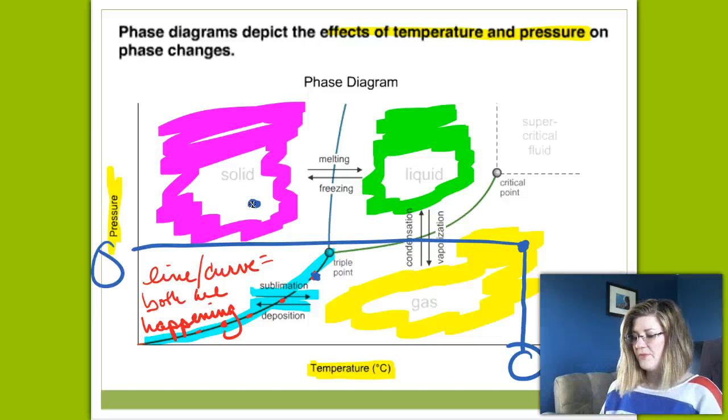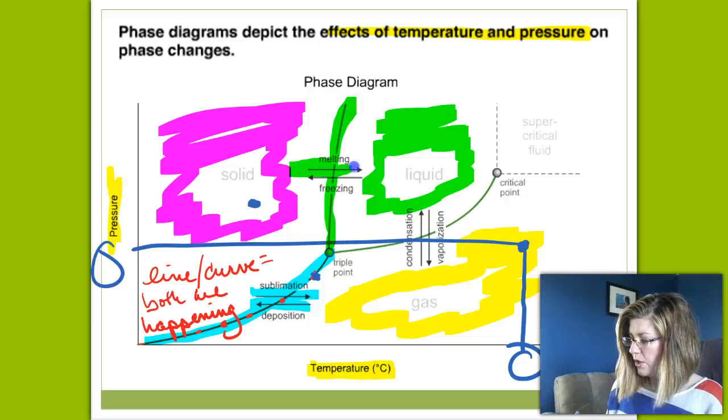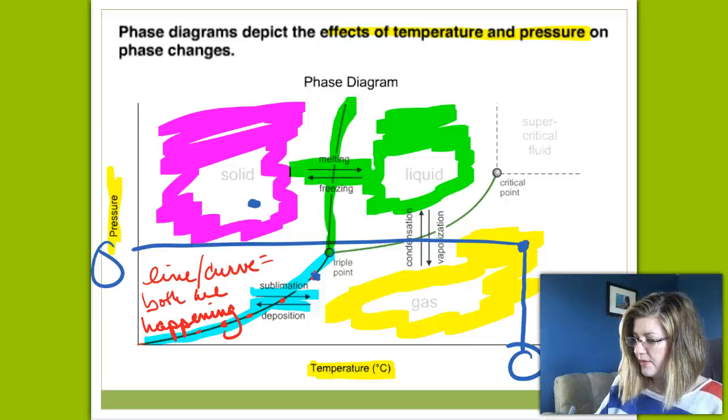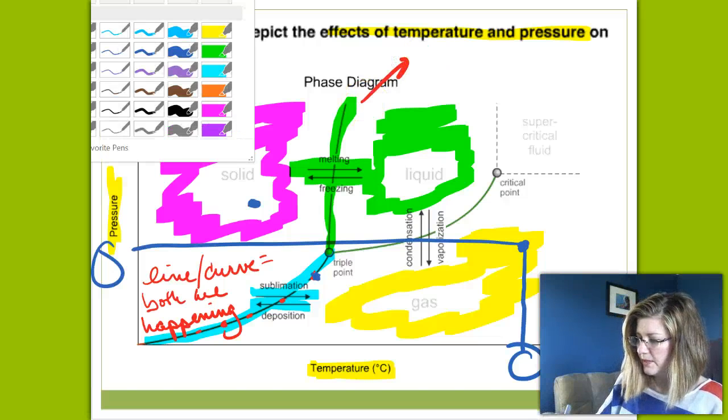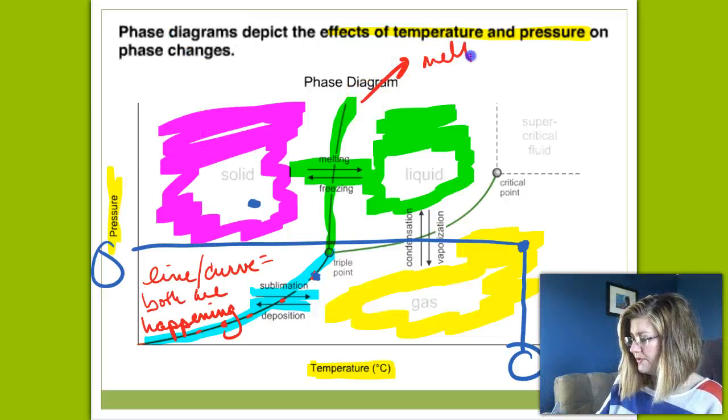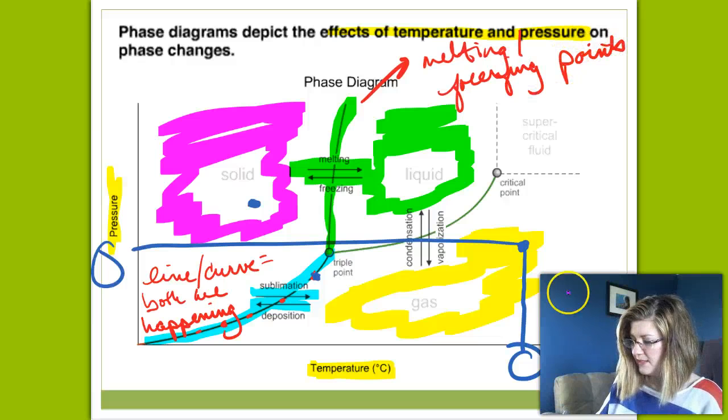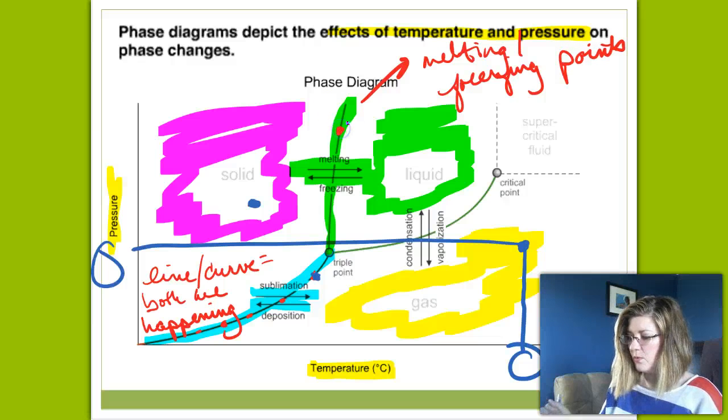Okay, so this is all about phase changing and moving and shifting. This is a curve we're pretty familiar with. That's the melting freezing curve. At this point, we have melting. Let me change my pen here so you can actually see. We have melting and freezing points. So at any point on this line is the melting point or the freezing point for this substance.